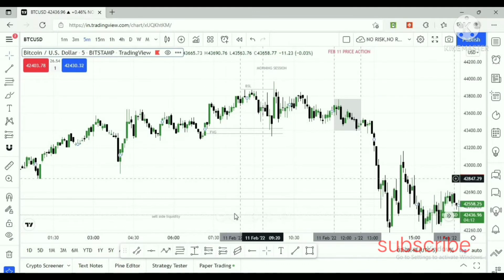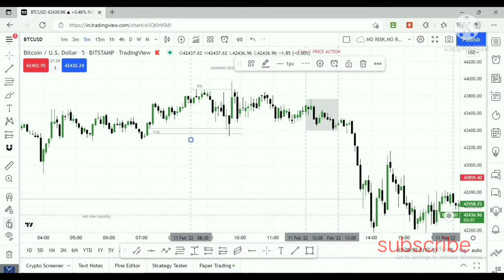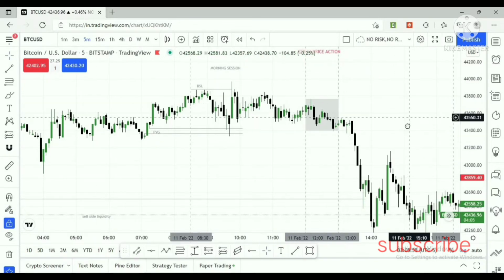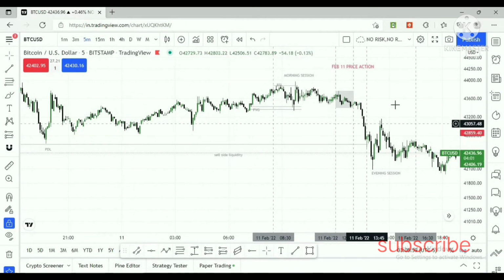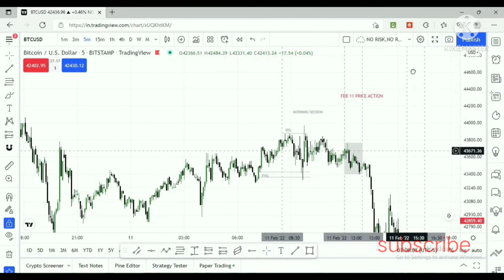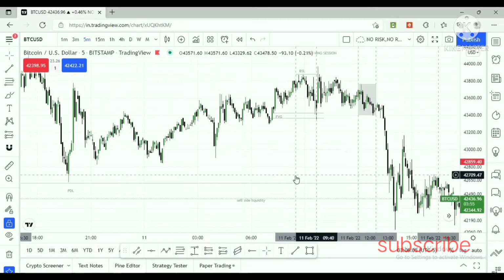After clearing this sell liquidity, see guys, in the evening session market makers move the market to this next round liquidity. Where is this sell liquidity? You can see why you mark this level.